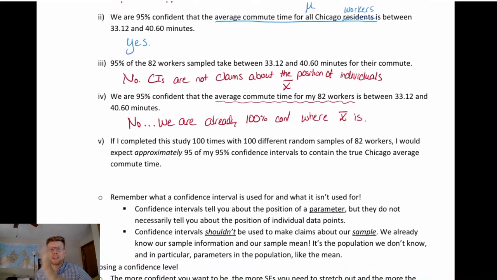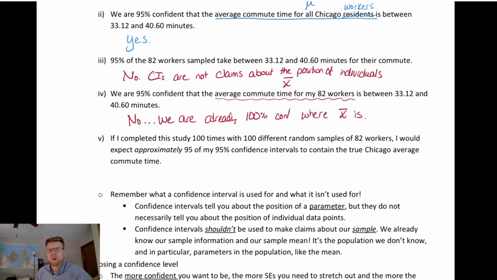Last one. So this is an interesting one. I'm curious what y'all would think. I mean, I guess I can't really talk to you live, but I am curious what y'all think. If I completed this study 100 times with 100 different random samples of 82 workers, I would expect approximately 95 of my 95% intervals to contain the true Chicago average commute time. This technically is correct. It does work. It's just kind of a convoluted way of saying it.